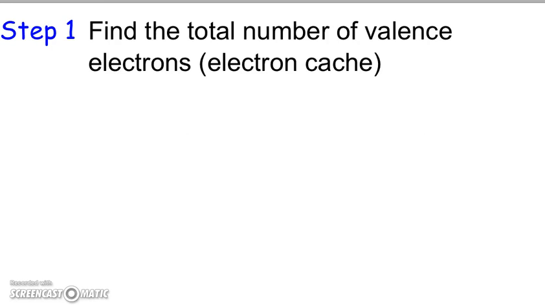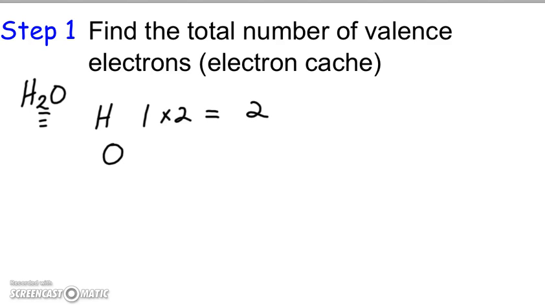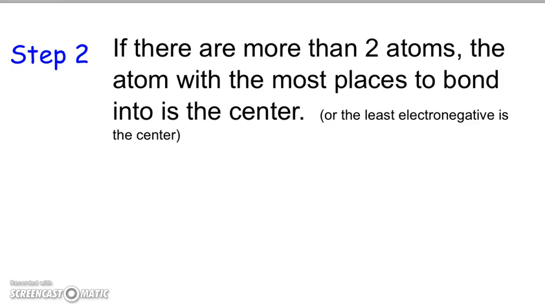The first step for drawing Lewis structures is to find the total number of valence electrons, or what I call the electron cache. So if we have something like water, and I ask you to draw that Lewis structure for water, the first thing you'd want to say is, okay, hydrogen has 1 valence electron, and I have 2 of them within my molecule, so that's a total of 2 electrons. Oxygen has 6 valence electrons, so I have a total of 8 valence electrons for this molecule.